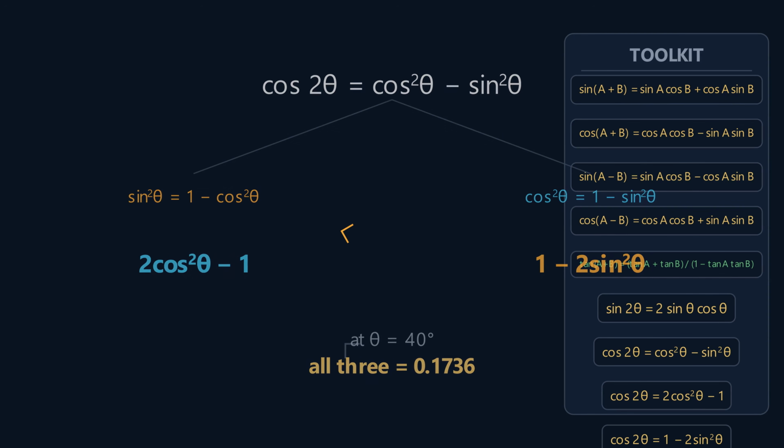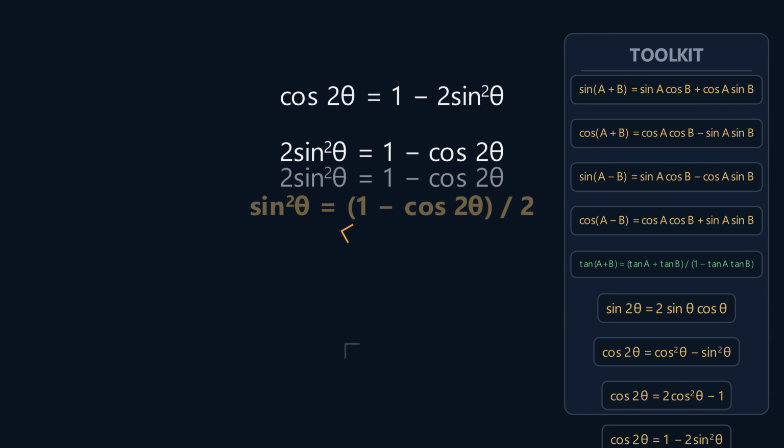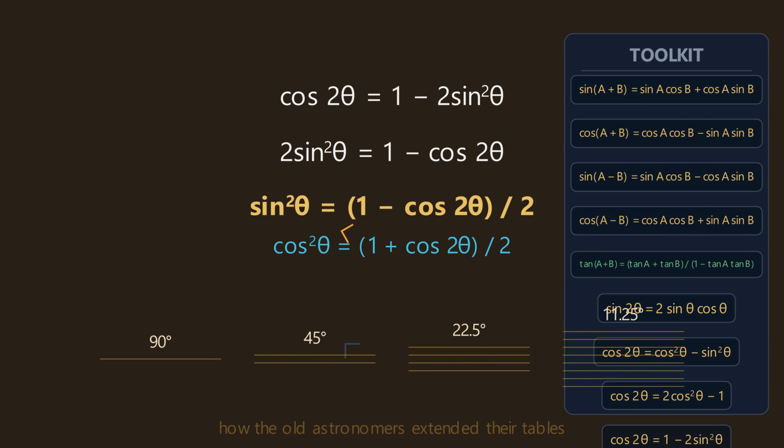Turn the last one inside out, and you get the half-angle formulas. Cosine squared theta equals 1 plus cosine 2 theta, over 2. Rearranged, they let you find the sine or cosine of half an angle, which is exactly how the old astronomers extended their tables. Start with known angles, halve them again.